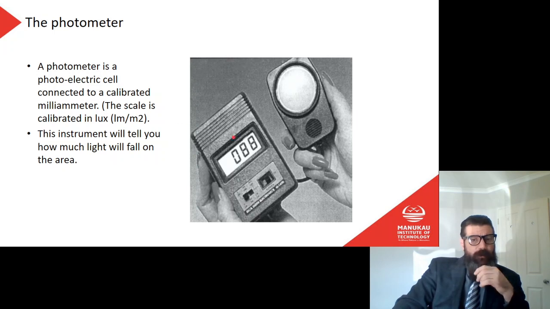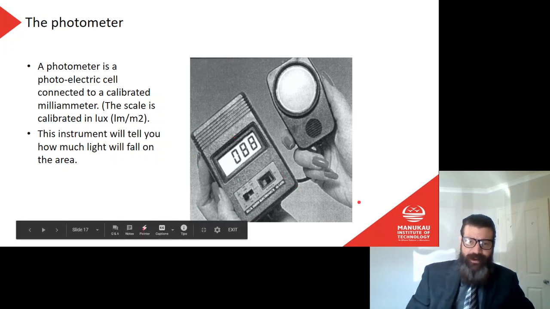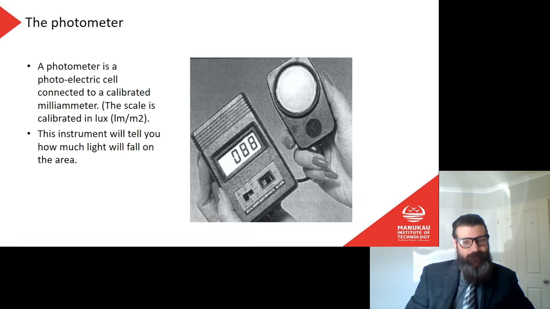Okay, so photometer. That's a really old school photo of a photometer, or you just call it a light meter or a lux meter or something. The photometer is a photoelectric cell connected to a calibrated milliammeter. The scale is calibrated in lux, so lumens per meter squared. The instrument will tell you how much light will fall on the area.